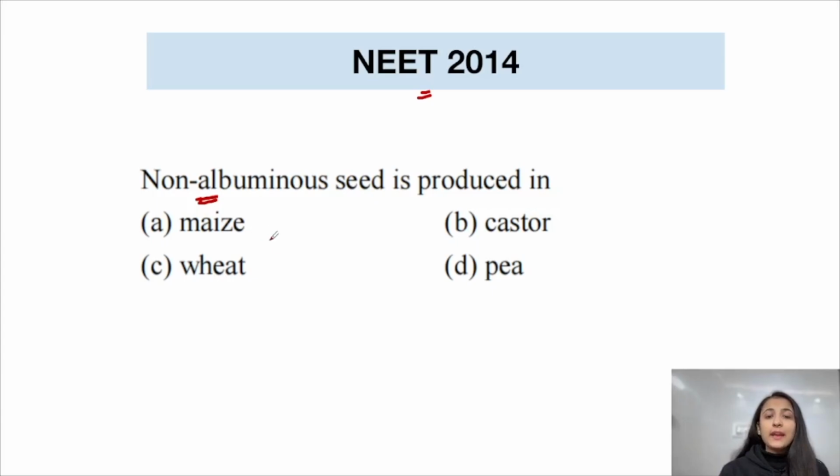So options A, B and C are not correct. The correct answer is option D. Pea contains non-endospermic or non-albuminous seeds. We covered this example when we were studying the differentiating table between the endospermic and non-endospermic seeds as well. Okay, so let us move forward now.